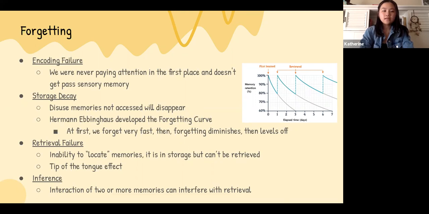So you can see that there can be different ways of forgetting throughout the process of making memories. And then we have interference. This is the interaction of two or more memories, which can interfere with retrieval. So if you are making an effort to remember where you put your keys, but then you make an effort to remember where you put your phone, it may end up interfering with your memory of where you put your keys. So that is interference.